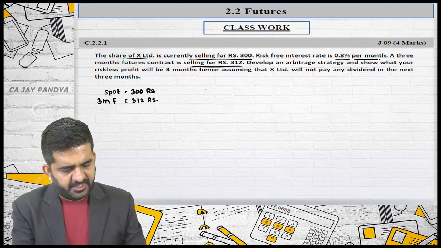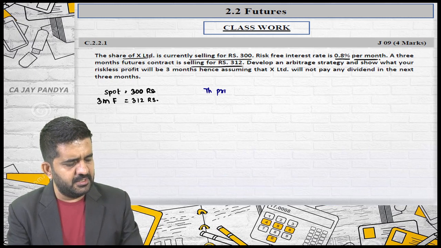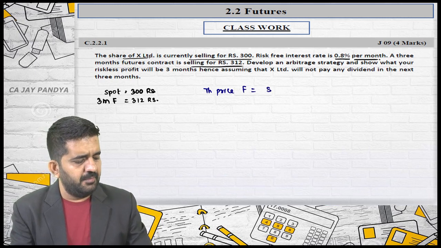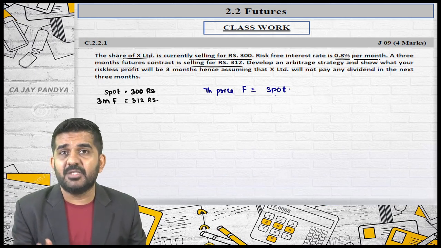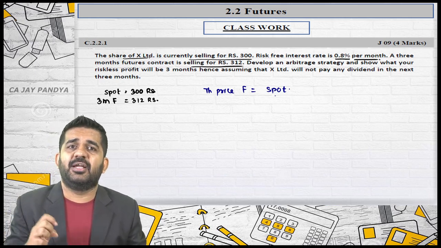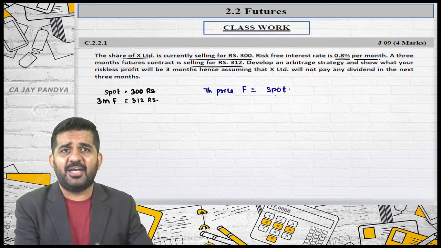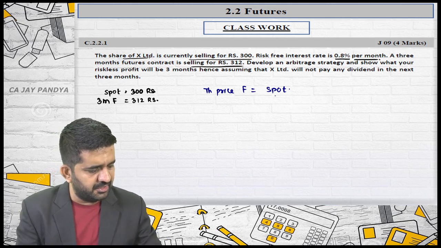0.8% per month. First I need to find out the theoretical price of the future. It will be equal to spot. Sir, the formula will remain the same. Everything will remain the same, whether they are dealt over the counter or dealt in an exchange. It will not make any difference as far as calculation is concerned.